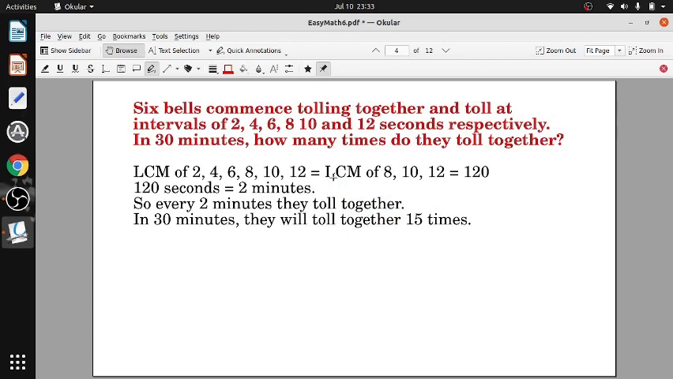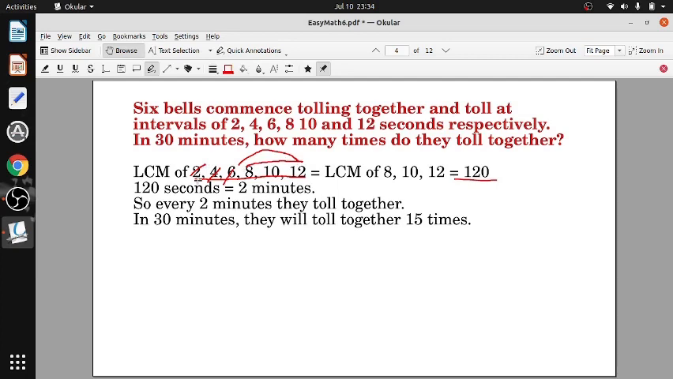6 bells commence tolling together and toll at intervals of 2, 4, 6, 8, 10 and 12 seconds. In 30 minutes, how many times do they toll together? So पहले से LCM निकालना है. अब इतना नंबर का LCM निकालना we don't need. जो छोटा नंबर है and you got the multiple, उसको cancel कर दो. 2 cancel कर दो क्योंकि 4 है. 4 cancel कर लो, 4 का बड़ा 8 है. 6 cancel कर दो क्योंकि 6 का बड़ा 12 है. So only you need 8, 10, 12 and the LCM is 120.